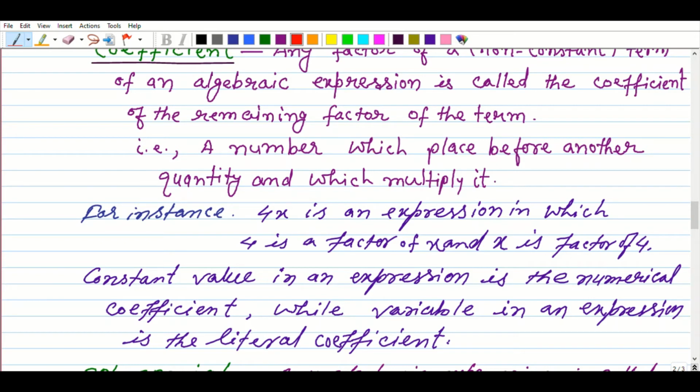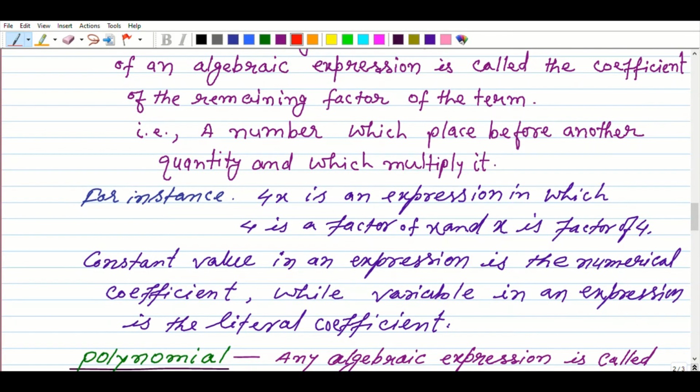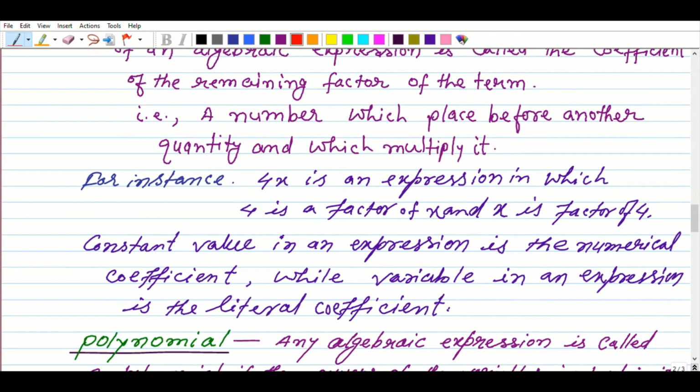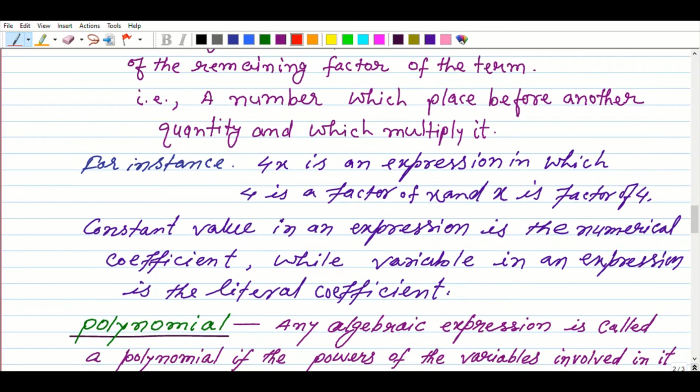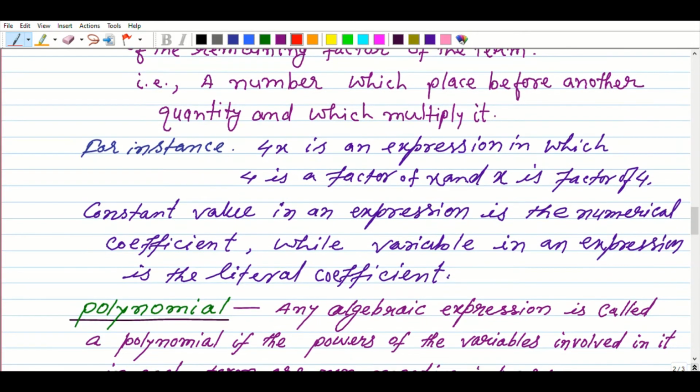Now the next topic included is polynomial. An algebraic expression is called a polynomial if the power of the variables involved in each term are non-negative integers. Power is never negative integers, always non-negative, right?